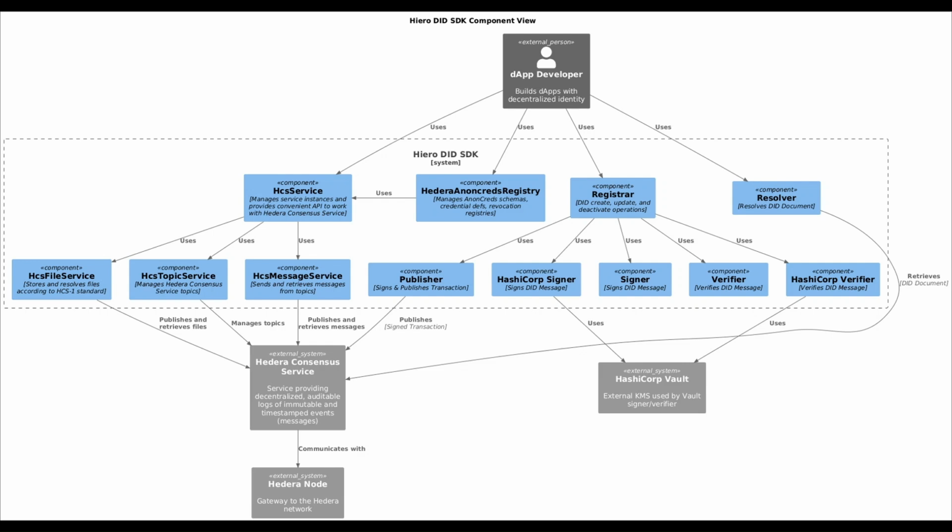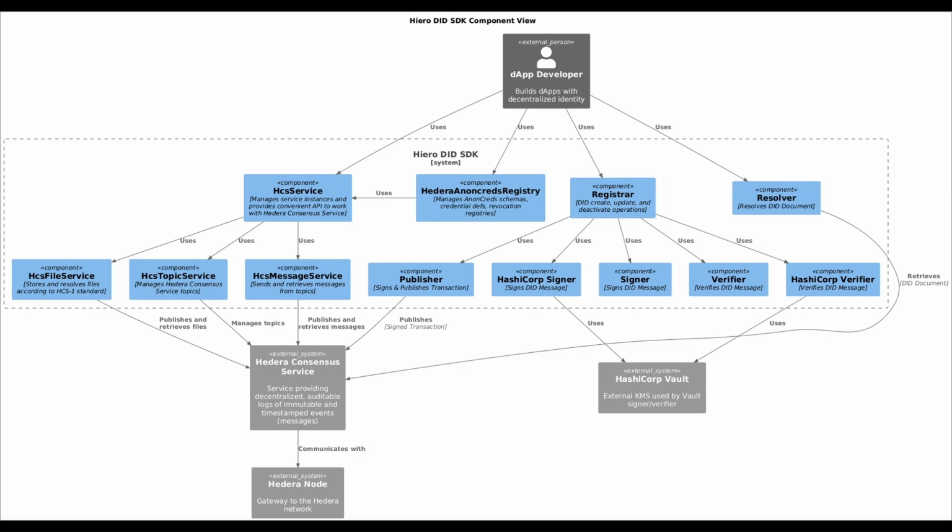A major new feature of the SDK is the implementation of Hedera AnonCreds Verifiable Data Registry, or VDR, according to the Hedera AnonCreds method specification. In the middle of the diagram, you can see a new component named Hedera AnonCreds Registry, which provides an API for managing AnonCreds resources on Hedera: credential schemas, credential definitions, and revocation registries. AnonCreds support enables developers to leverage Hedera Ledger for AnonCreds use cases, bringing high performance and low costs of operations.